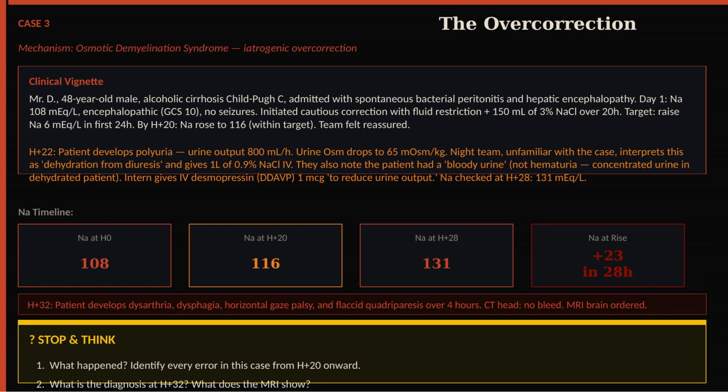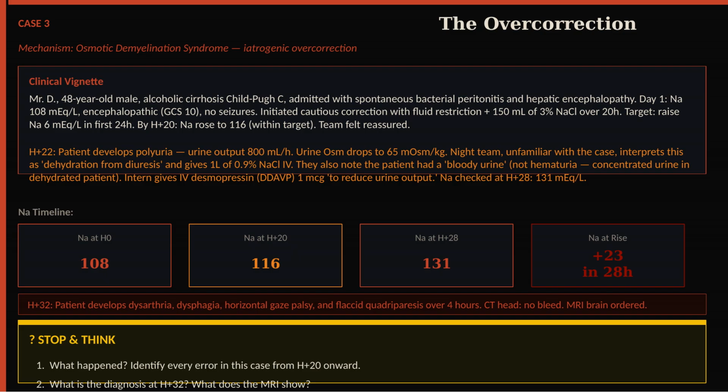Case 3. And this one hurts. Mr. D, 48, alcoholic cirrhosis, Child-Pugh C, admitted with spontaneous bacterial peritonitis and hepatic encephalopathy. Day 1. Sodium 108, encephalopathic, but no seizures. The team does everything right at first. Cautious correction, fluid restriction, plus a small dose of 3% saline, target raise of 6 points in the first day. By hour 20, sodium is 116. Right on target. Everyone relaxes.